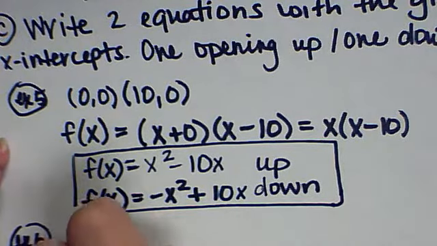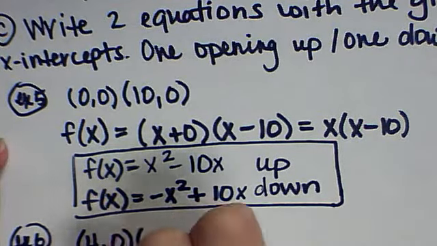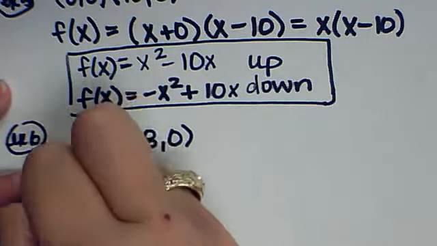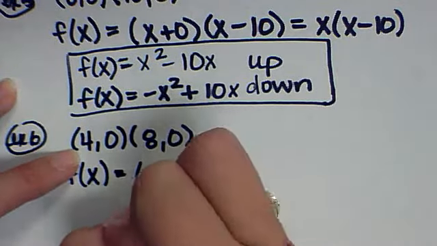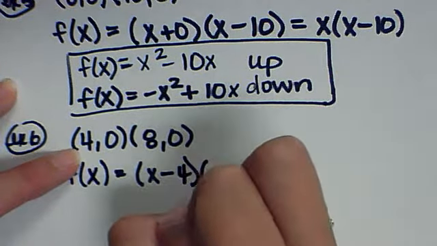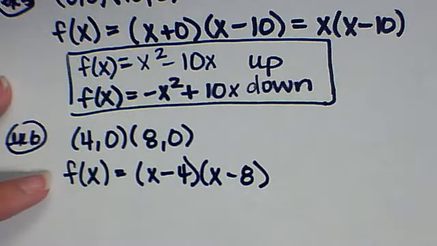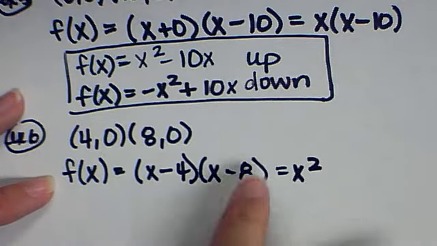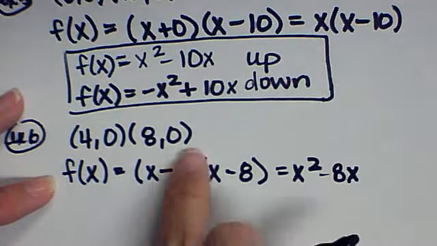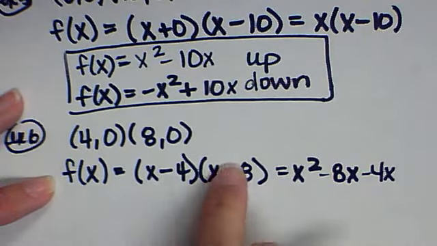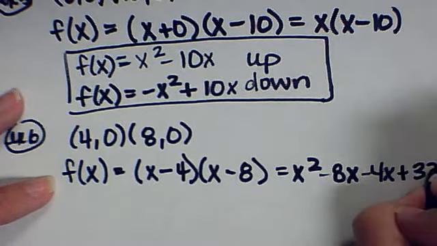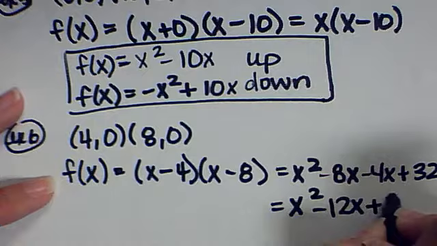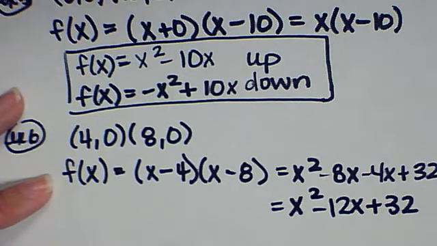Example number 6. 4, 0 and 8, 0. Okay, so f of x equals, and we want to set our two factors. So we have x, remember flip the signs, x minus 4 and x minus 8. If I want to get my general equation, I've got to FOIL that out. So I have x times x, which is x squared. I have x times negative 8, which is negative 8x. Negative 4 times x, which is negative 4x. And negative 4 times negative 8, which is positive 32. Then I have x squared. I combine my like terms, minus 12x plus 32. And that would be my first equation.